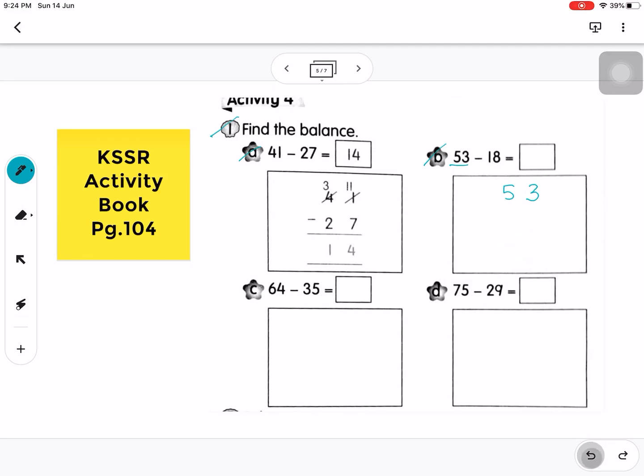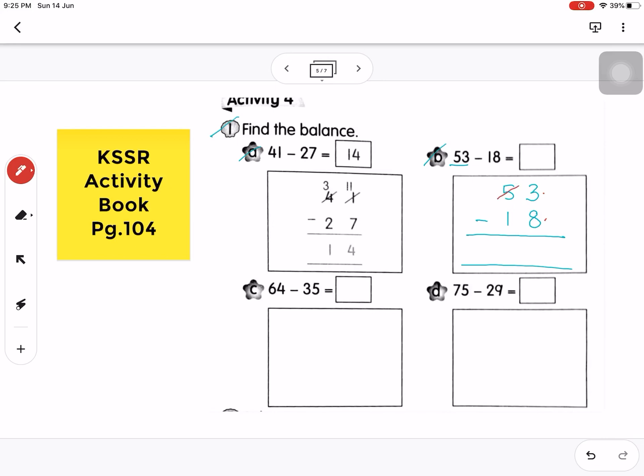Okay, undo first. Minus at the left side a bit. And then 18. You imagine there is a box, all the numbers should be arranged according to the place. Then use your ruler, draw the line. Okay, now we start. 3 minus 8. 3 cannot minus 8, 3 is smaller than 8. How to minus 8? So what should we do?